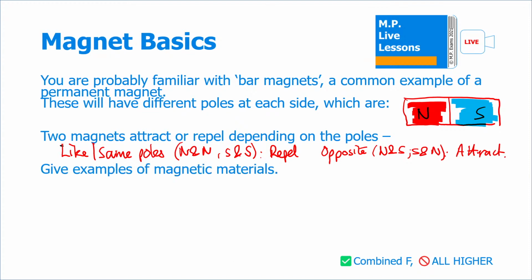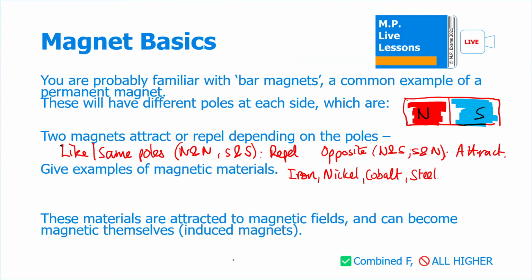Now, you need to know some examples of magnetic materials. These are iron, nickel, cobalt, and steel. Now, these materials are naturally attracted to magnetic fields and then can become magnetic themselves. These are induced magnets.